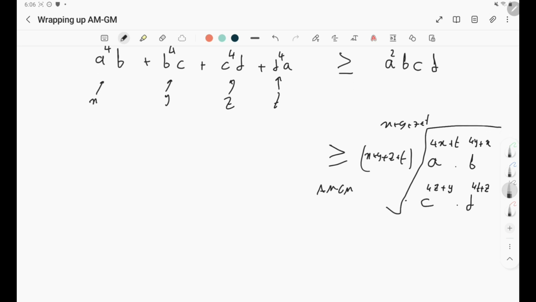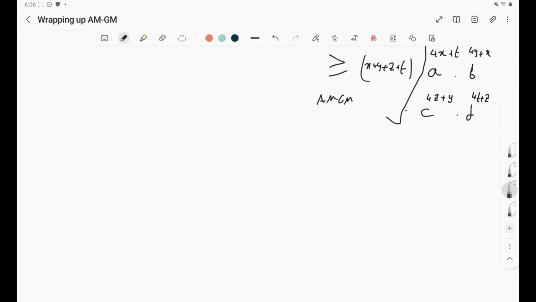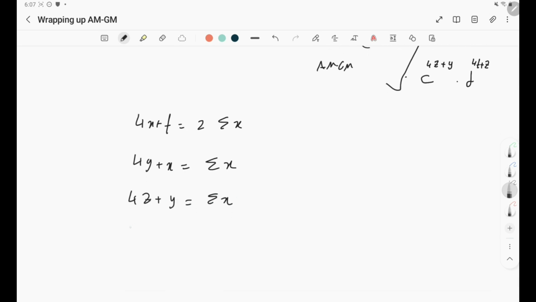So let's simply write these equations and proceed with that. So the equations are the following. 4x plus t is equal to 2 times sigma x. Same thing for the others, but without 2. And then 4z plus y is sigma x, and 4t plus z is also sigma x.